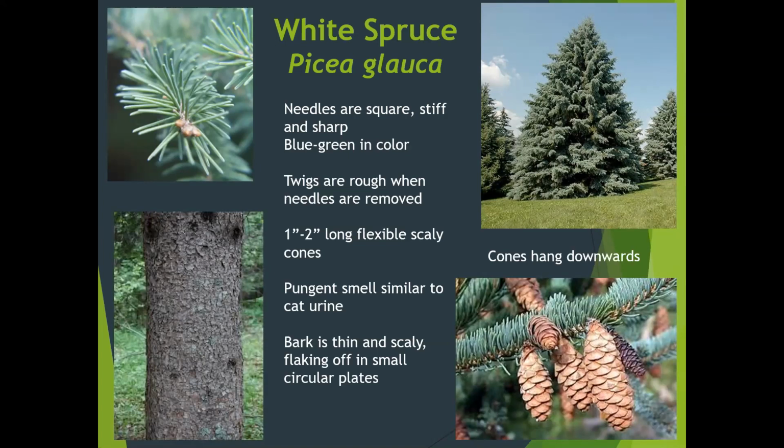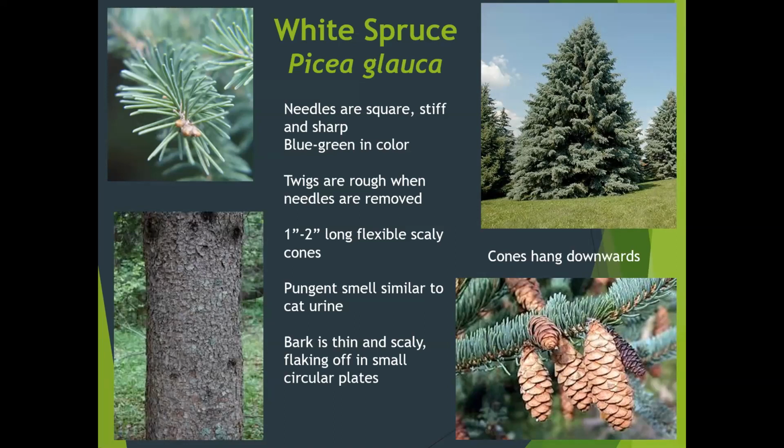The needles are square, stiff, and sharp, and they're usually a blue-green in color. The twigs are rough when the needles are removed, much like a hemlock. They have these little bracts at the bottom, so if you removed the needles and rubbed your hand down there, it would be all scratchy. The cones are also soft. They're not as hard as a pine cone would be, but they all point downward, much like the pine cones do, but not the fir trees. The fir trees go up.